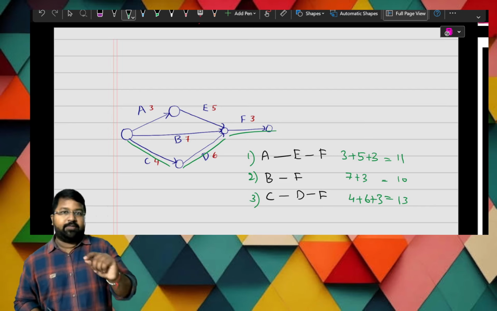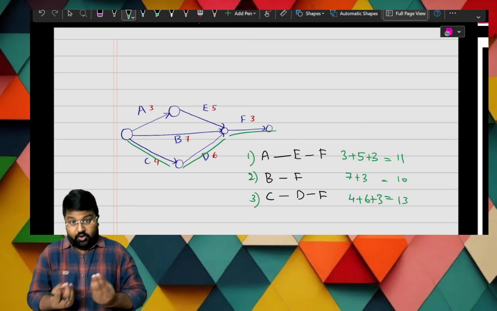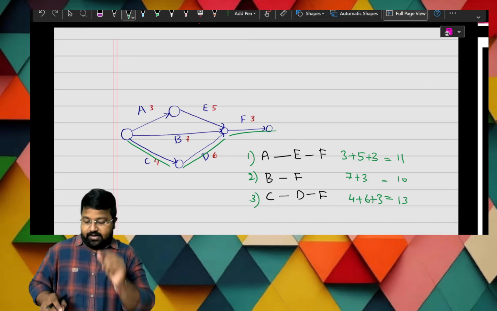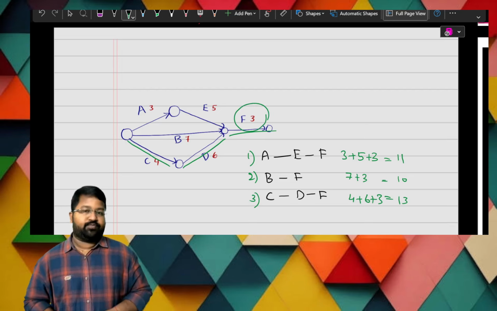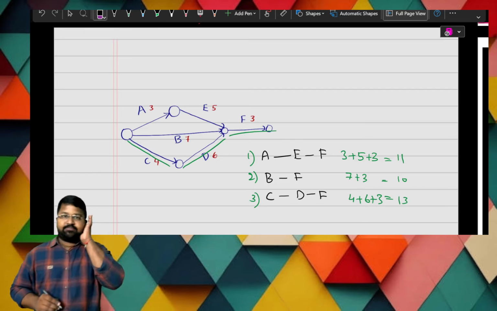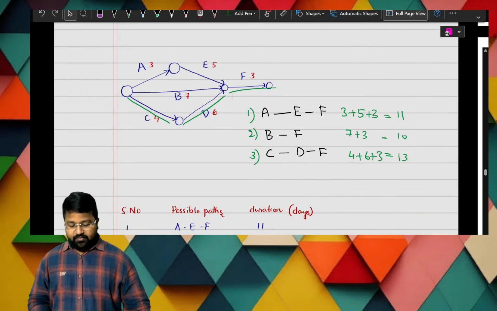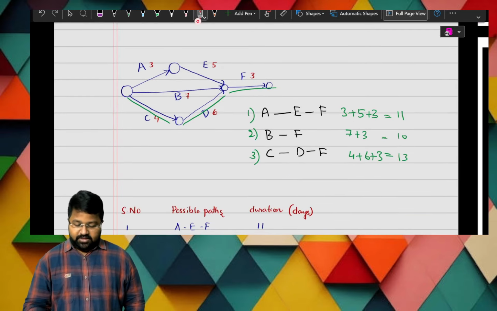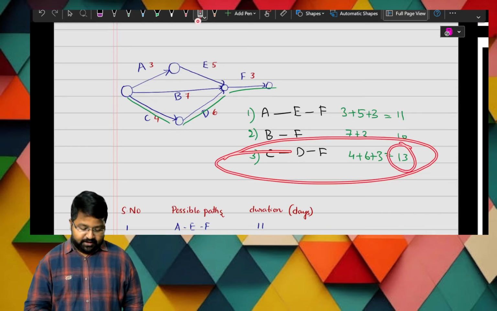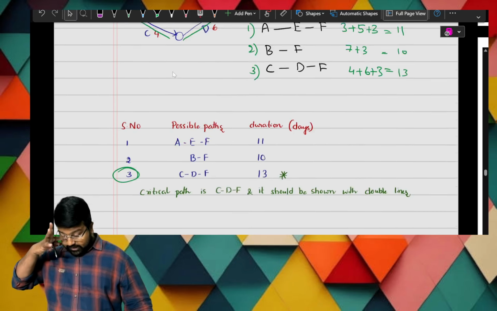So again I'm telling you, even I am making mistakes. Why? Because of calculations. The total concept is perfect, but I have not taken this value. If in the same way in the exam you make such mistakes, you are gone. Okay? So the duration will be what? Path 3 will be our project duration, that is 13, and this will be the critical path, and we have to mention it with a double line. Is it okay?